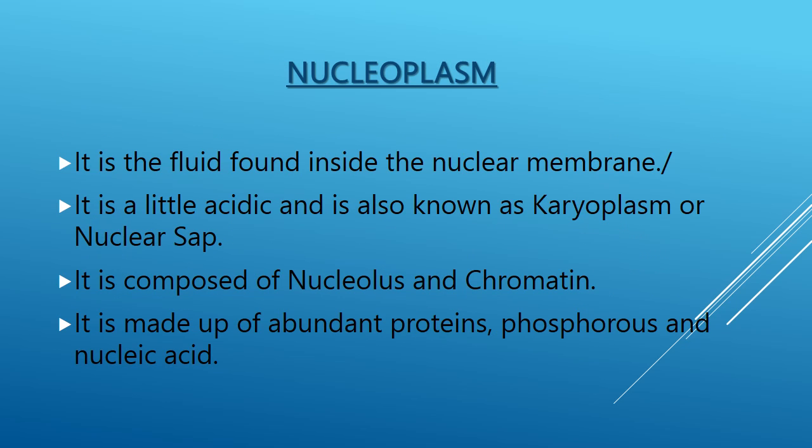What is nucleoplasm? It is the fluid found inside the nuclear membrane. It is a little acidic and is also known as the karyoplasm or nuclear sap. So what is it also known as? Karyoplasm or nuclear sap. It is composed of nucleolus and chromatin. Okay, and it has an abundance of proteins, phosphorus, and nucleic acid.